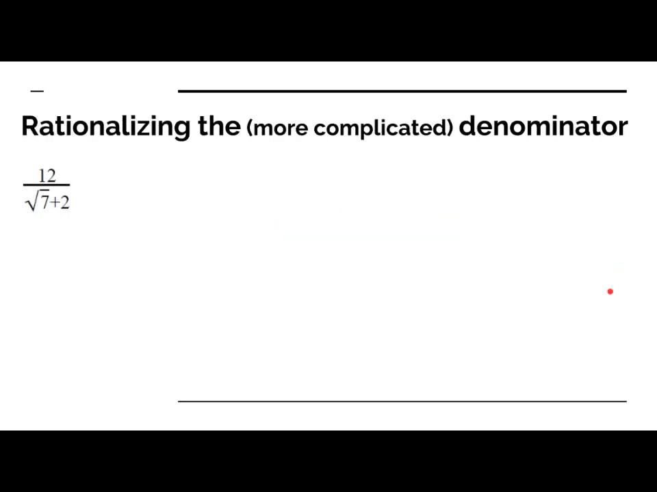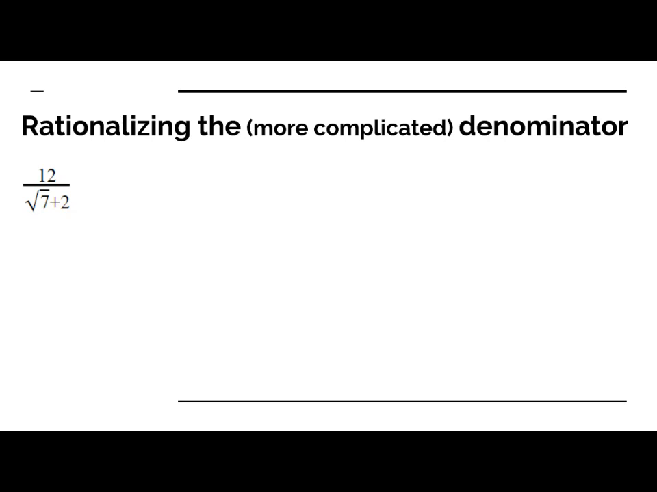If you think you got that, oh no, I apologize. I'm gonna go through one more here, and then I'll give you one to try on your own. Rationalizing the slightly more complicated denominator, because that last one was way too easy.